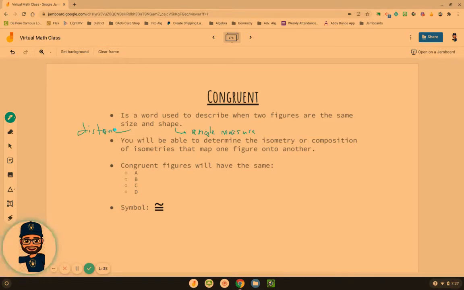Now, we're going to be working out of our new packet for Chapter 5. So if you have that, great. If you don't, I would highly recommend that you're taking notes on something else.